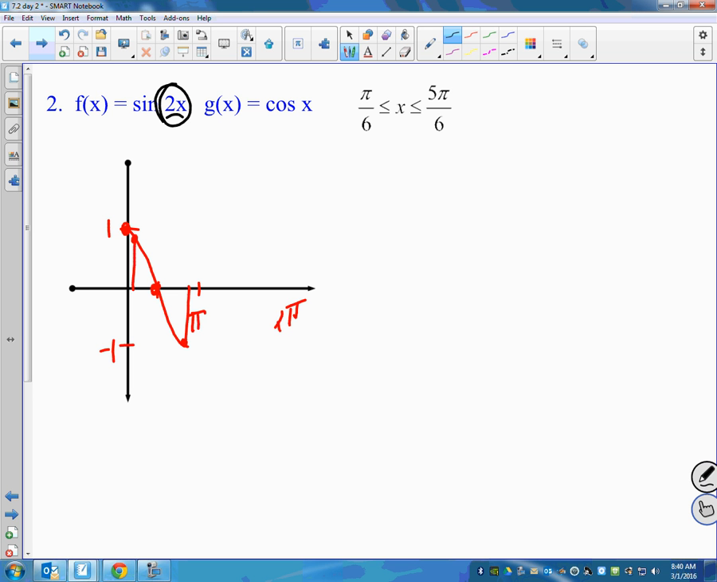But what's happening? What's changing? The amplitude's changing, the period's changing. Amplitude's out front. The period's changing, right? So normally the period is 2 pi. This one would be 2 pi over 2, which means the period is just pi. So between 0 and pi, we're going to get that normal sine graph, just one hump up, one hump down.